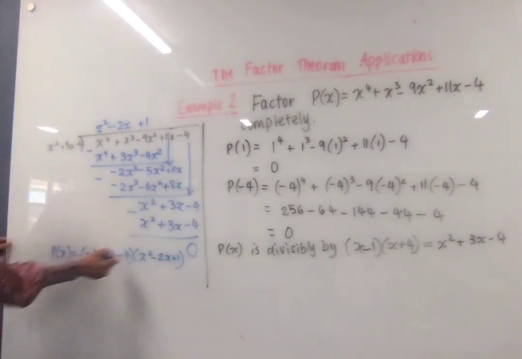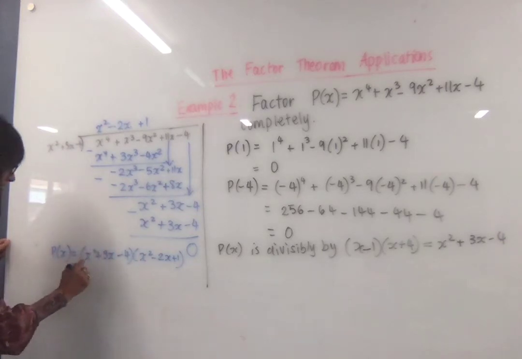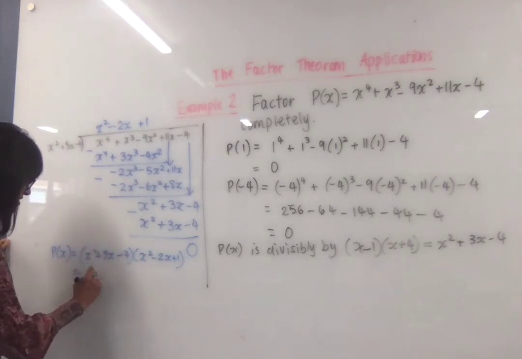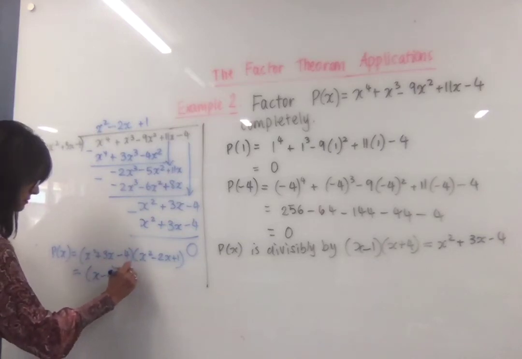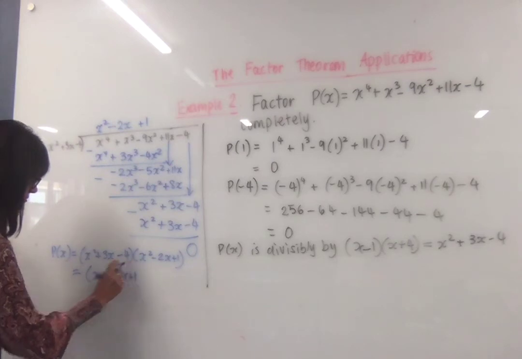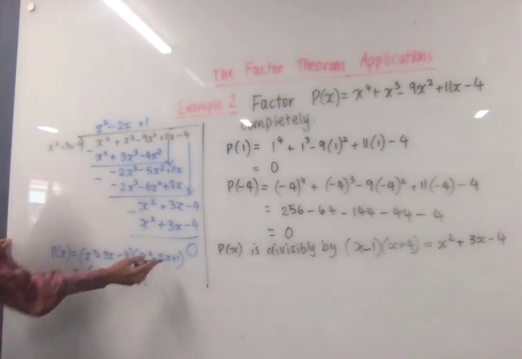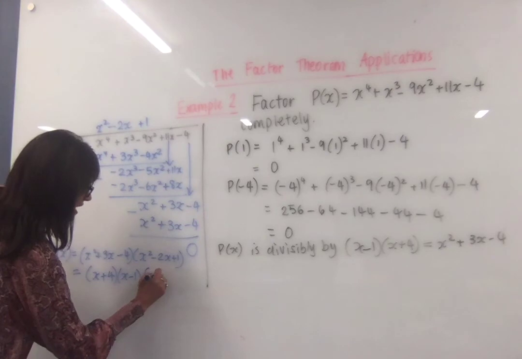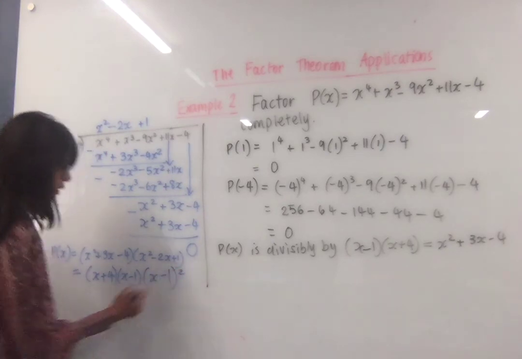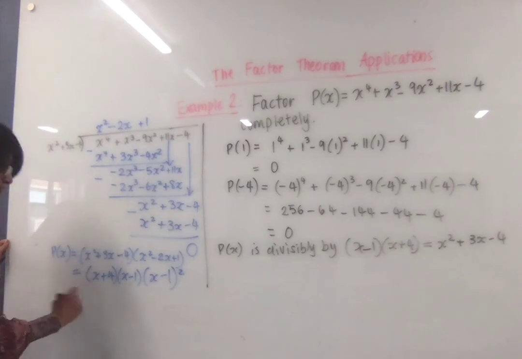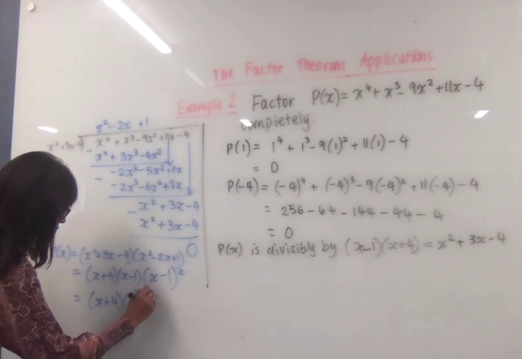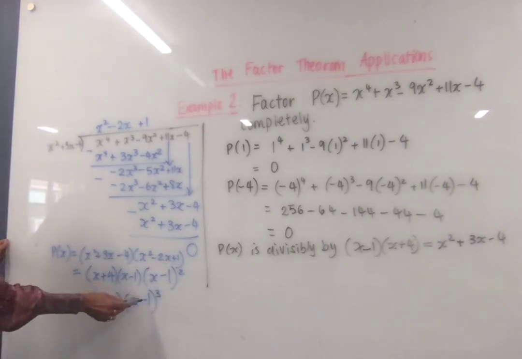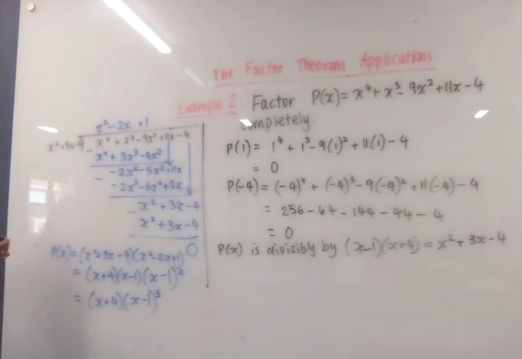Now we have two quadratic trinomials, we can factorize each. So we know that the factor of this is x plus 4 times x minus 1. And when we factorize this, we end up with x minus 1 all squared. We can further factorize and end up with x plus 4 times x minus 1 all cubed. So now we can see that this is actually a triple root and this is a single root.